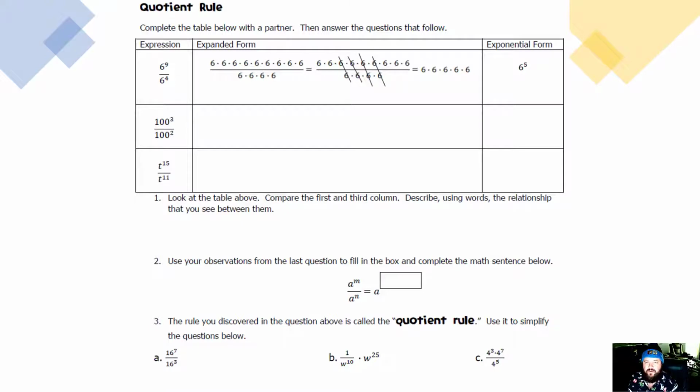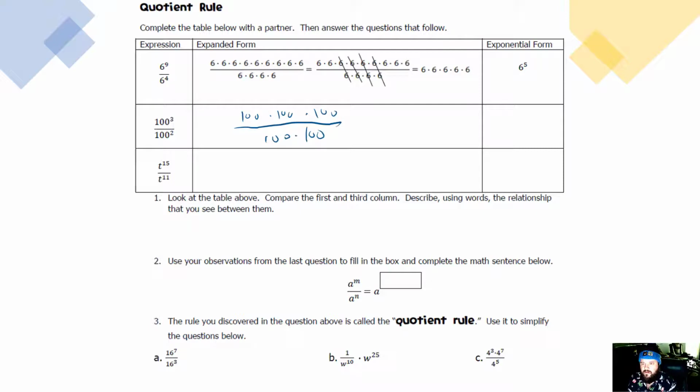Alright, so now we move on to the quotient rule. On the quotient rule, you take 6 to the 9th divided by 6 to the 4th. I have them listed out here, and as you can see, they can cancel each other out, just like we've done simplifying other equations, right? If the same number is on the numerator and the denominator, they can cancel each other out. In which case, it left us with 5 of the 6's, so 6 to the 5th power. So now we have 100 to the 3rd divided by 100 to the 2nd.